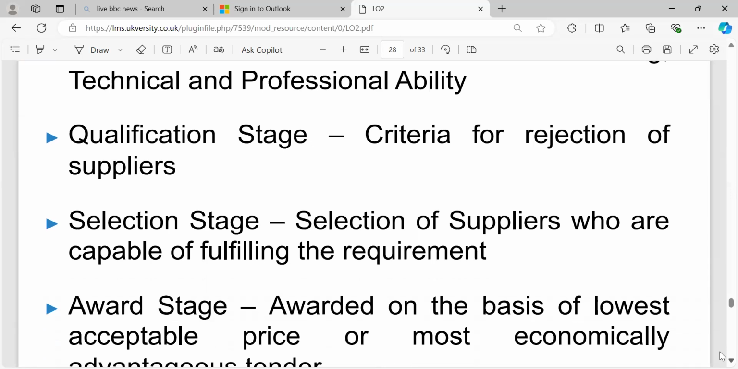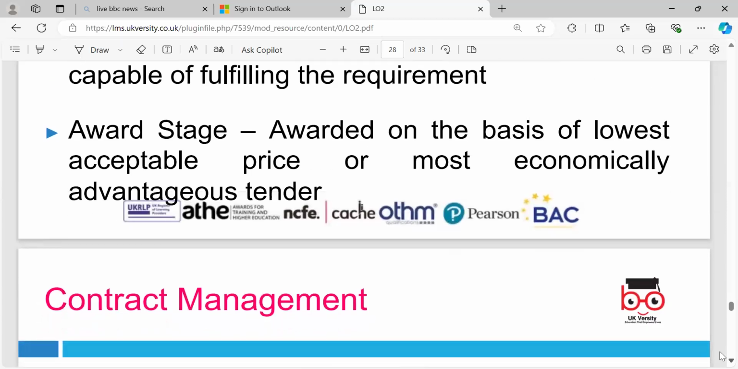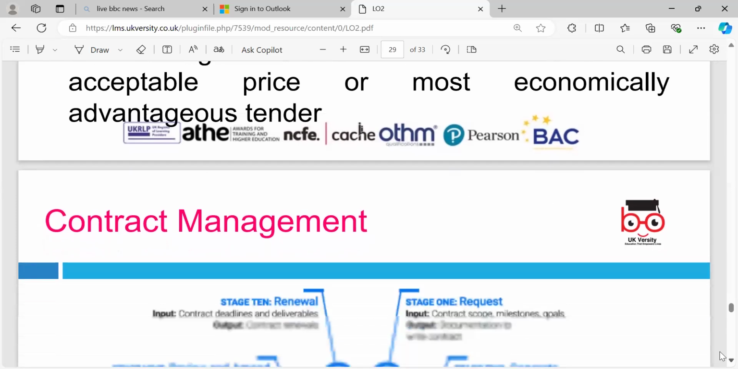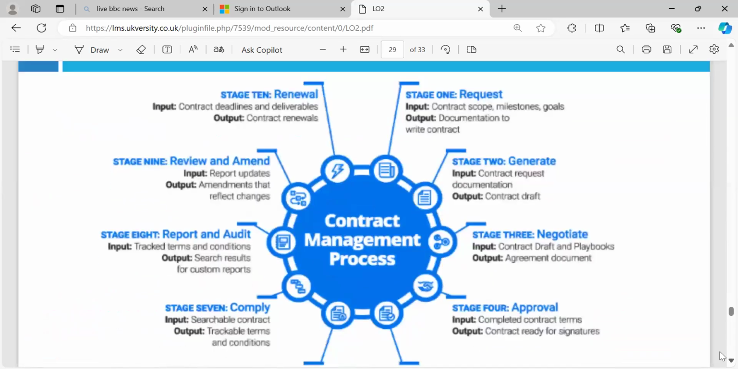At the selection stage, we select the suppliers who are capable of fulfilling the requirement. At this stage, we can decide on the basis of the lowest accepted price or the most economically advantageous tender. We can then look at contract management. We had a discussion in the last lesson as well.